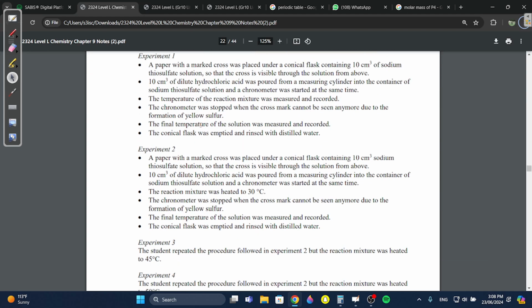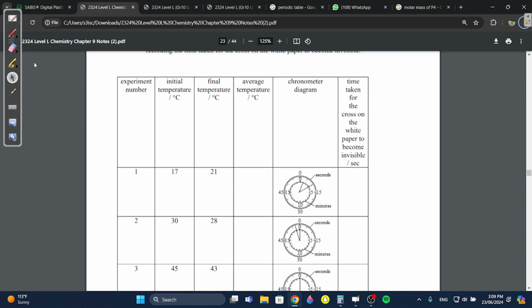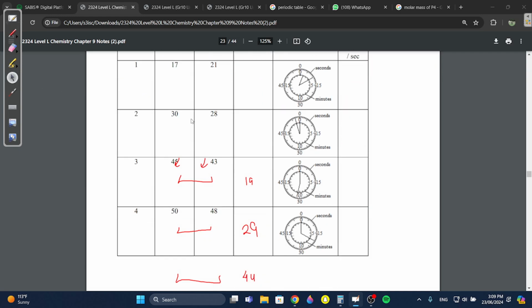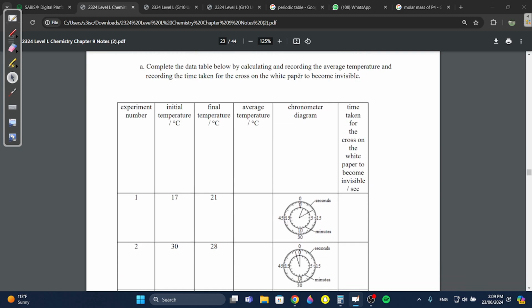If it's an experiment, these experiments. So here they just want you to read it. You have initial and you have final. How do you calculate the average? I guess you just add and divide by 2, so it should be 8 and 19. Here it should be 29. Here it should be 44. And here it should be 49. Then for the time, you just read it.